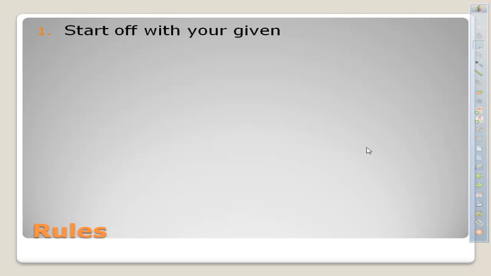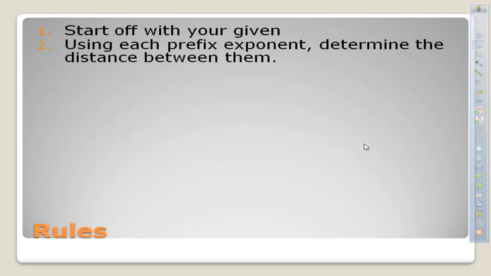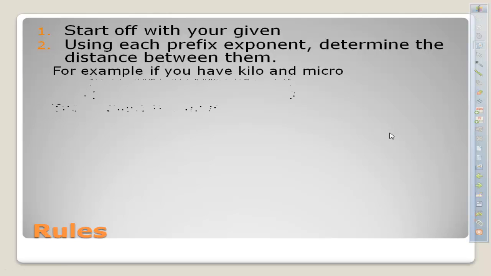So when you're setting up this factor label method or this dimensional analysis, make sure you always start off with your given. Number two, using each prefix or exponent, determine the distance between them. Again, I'll go through it, but treat it like a number line. If you have a 10 to the sixth and a 10 to the negative 3, how many spaces are between them? For example, if you have a kilo and a micro.